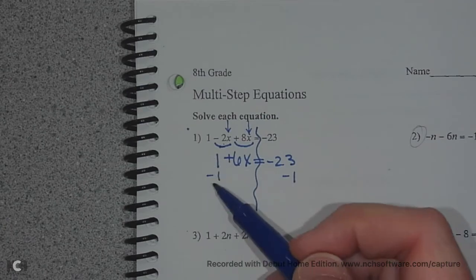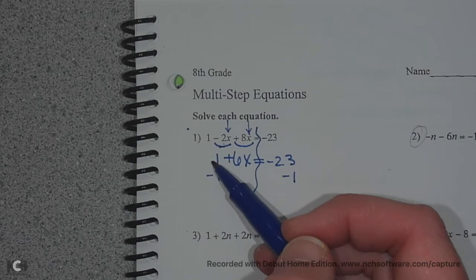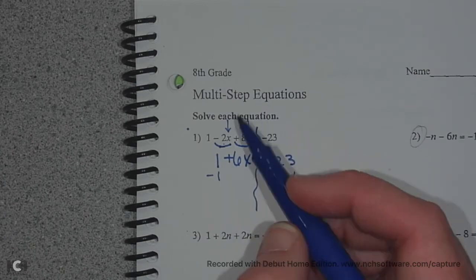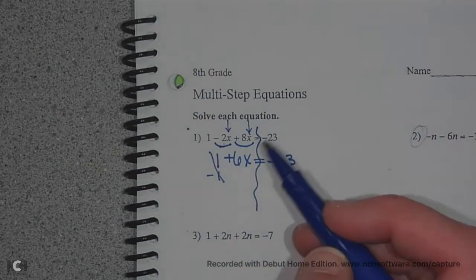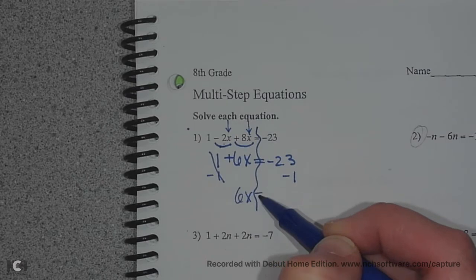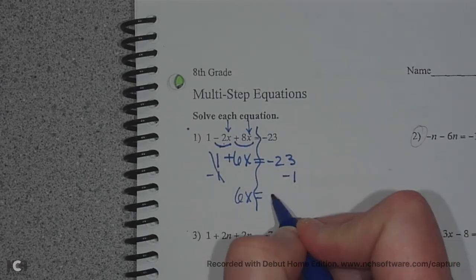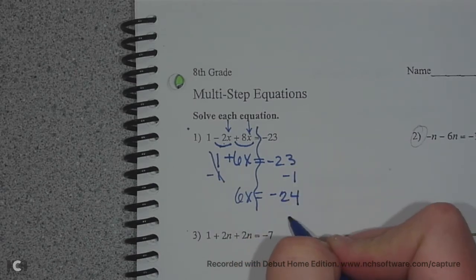Why do we subtract it? Because right now it's a positive 1 being added to 6. So we need to figure out what will make it go to 0. And if it's a positive 1, a negative 1 will make it go to 0. 1 minus 1 is 0, so I'm just going to cross that out. They basically cancel. Now we're left with 6x equals, let's see, negative 23 minus 1. And grab your calculators if you need to. No worries there. Negative 23 minus 1 is negative 24.